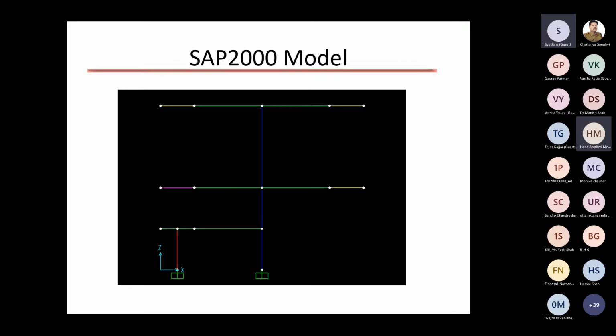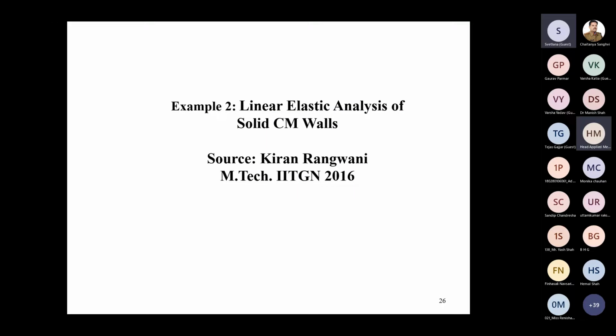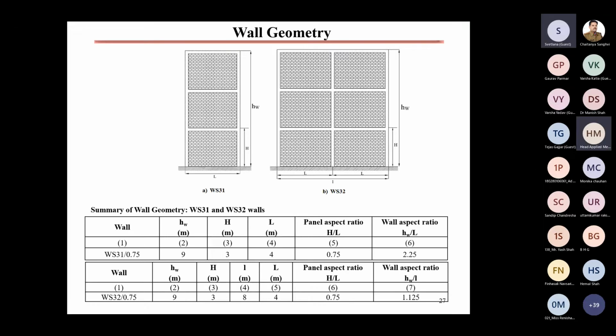Now there will be simpler models in 2D. Two more examples based on the work by Kiran Ragwani. She did these simple models for her thesis, which was done in 2016 at IIT Gandhinagar. The thesis is also available, but I am going to show some highlights. The purpose at that time, this was the beginning of any analysis of confined masonry in India.